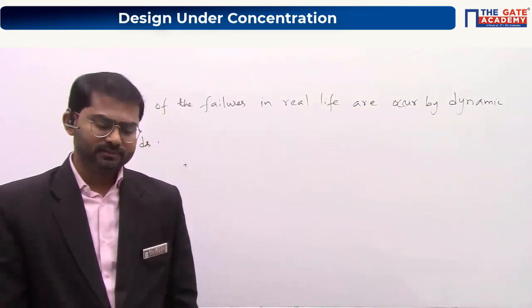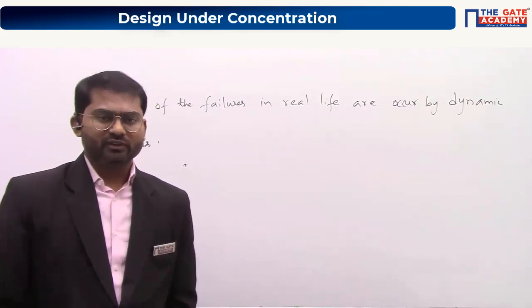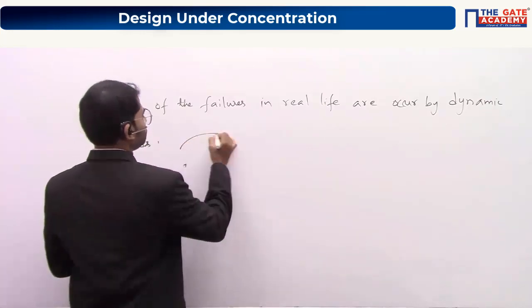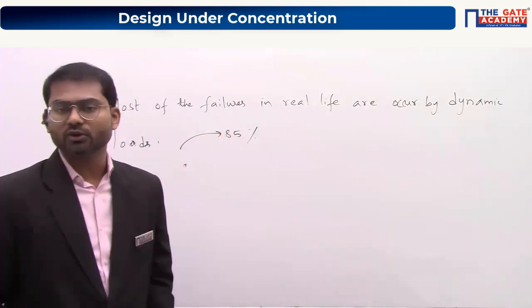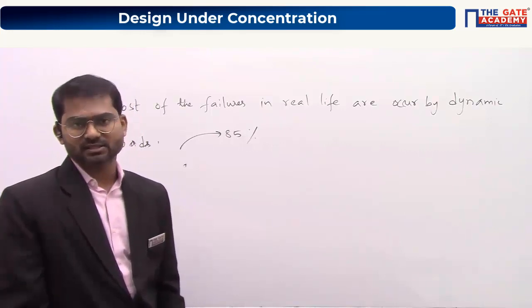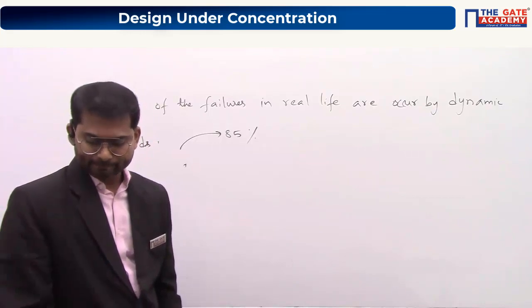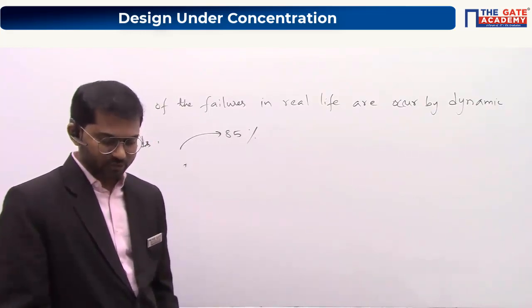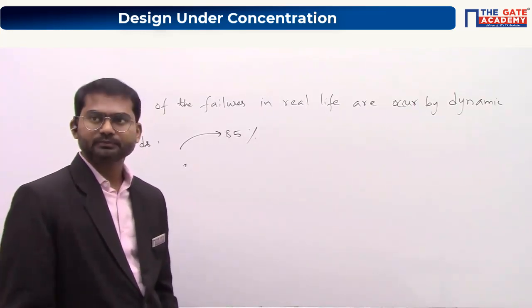In the VB Bhandari textbook they have given statistical data also. Out of every 100 failures, 85 failures are due to dynamic loads only. So it is 85 to 15. Due to static load, 15 cases. For dynamic load, 85 cases. That much dangerous it is. So that's why we are dedicating this whole chapter to this. We'll study this, we'll solve numericals and we'll get answers for all the questions.